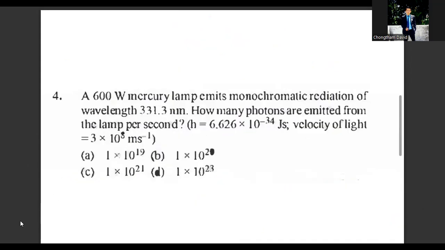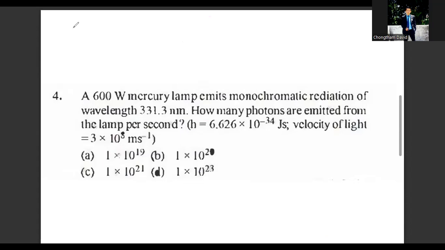Let's read question number 4. A 600 watt mercury lamp emits monochromatic radiation of wavelength, only one wavelength, of 331.3 nanometer. How many photons are emitted from the lamp per second? You have Planck's constant 6.626 into 10 to the power minus 34 joule second. Velocity of light 3 into 10 to the power 8 meter per second.